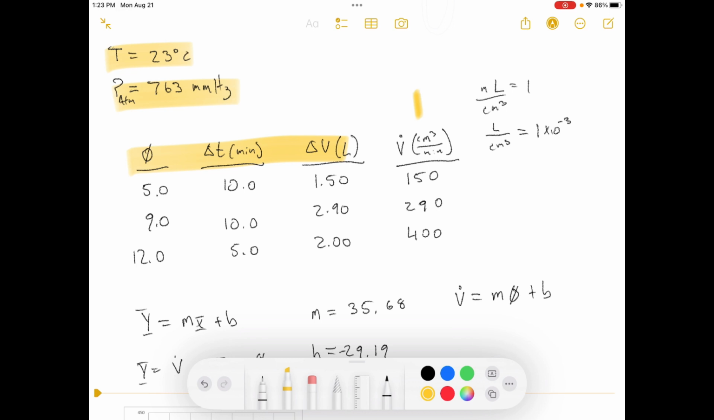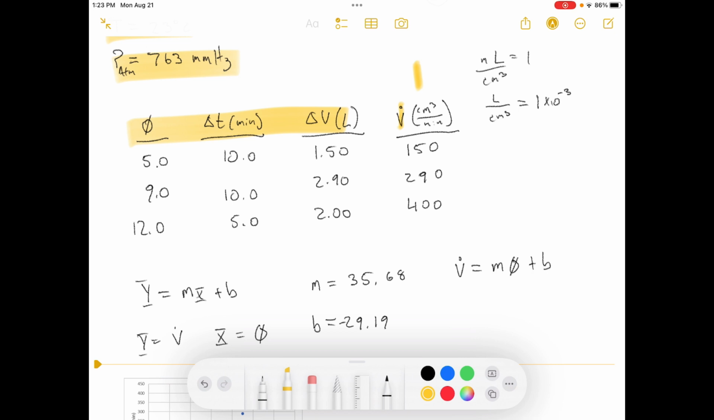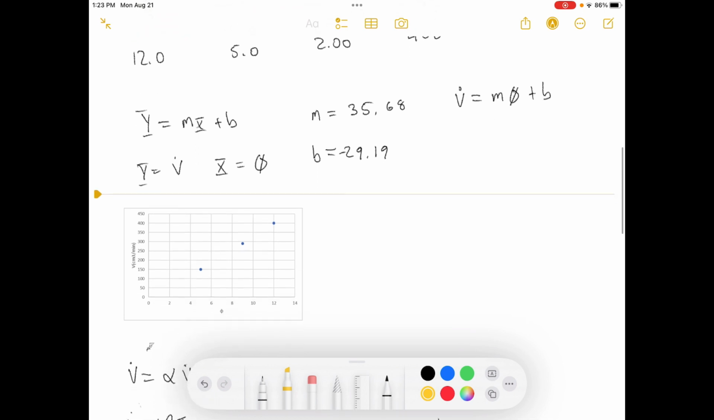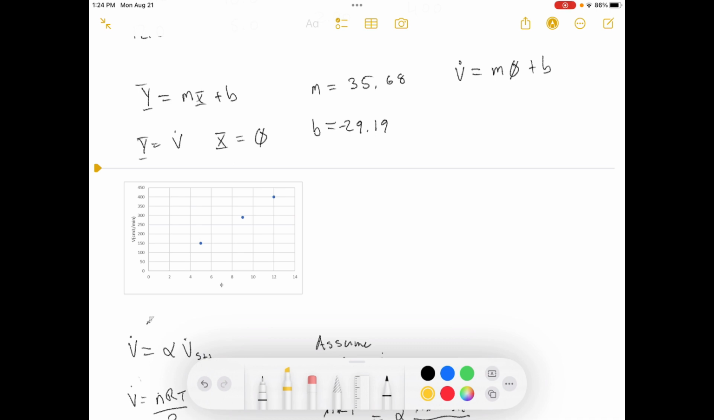Okay, so this is our volumetric flow rate. We get that by saying delta V divided by delta T gives us a volumetric flow rate. So we have a volumetric flow rate, and then we just have to convert the units, right? So for a certain rotometer reading, we've got a flow rate. Makes pretty good sense. We got 3 points, so we'll check to see if it looks like a line.